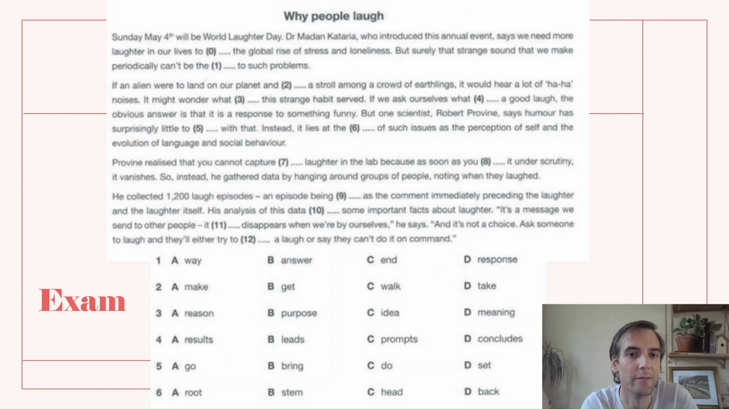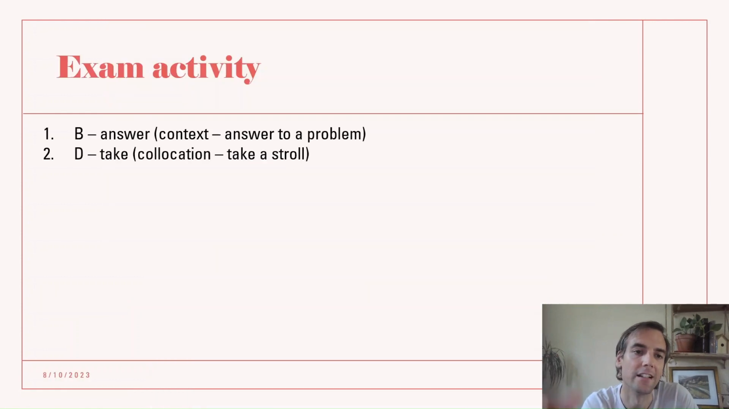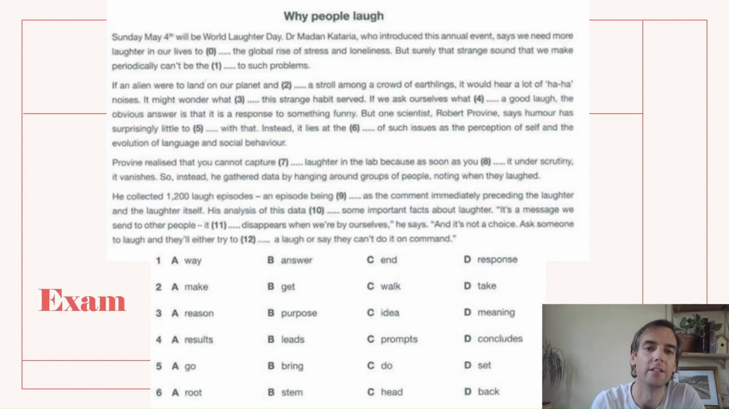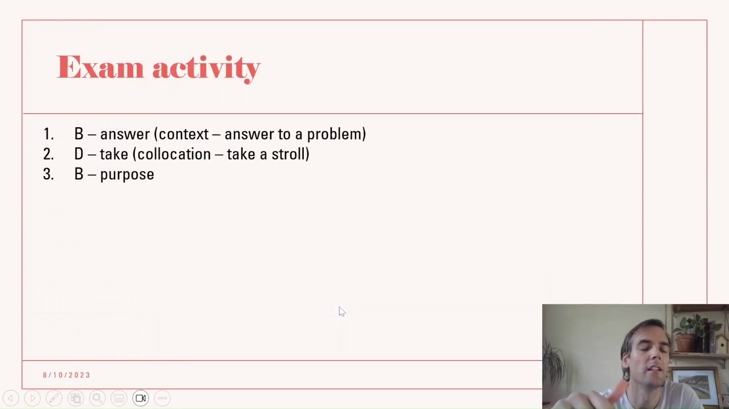The expression that means going for a walk is to take a stroll. It's a collocation. Take goes with stroll. And we can do this for the rest of these. Number 3 is going to be purpose, because this serves a purpose. I will just go through the rest of them now.